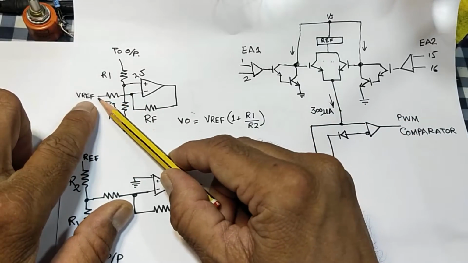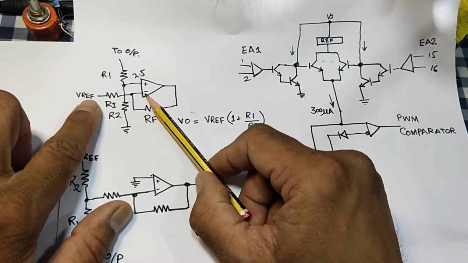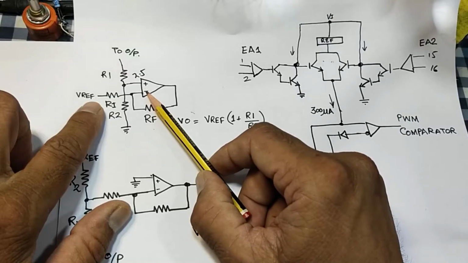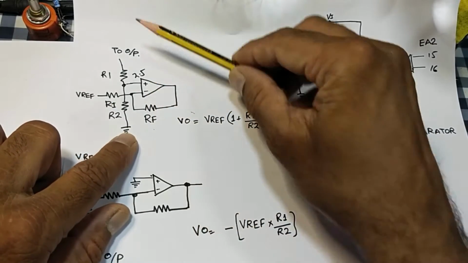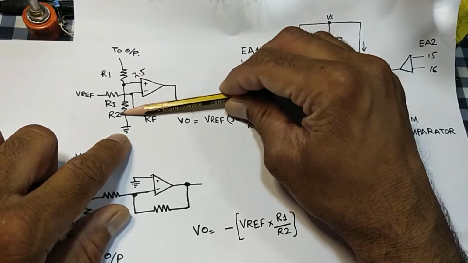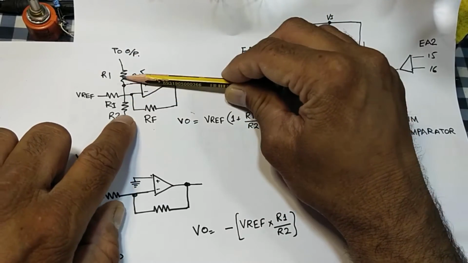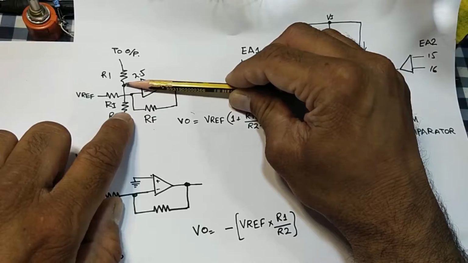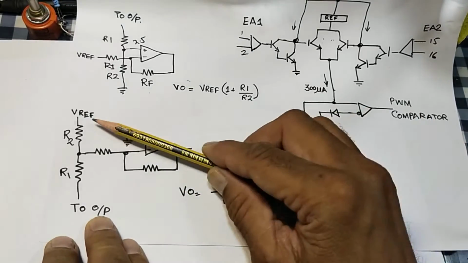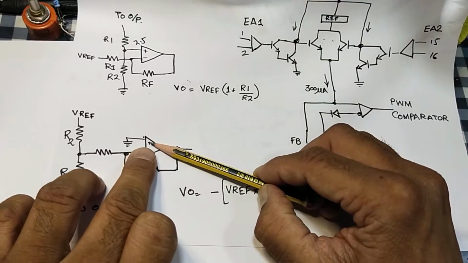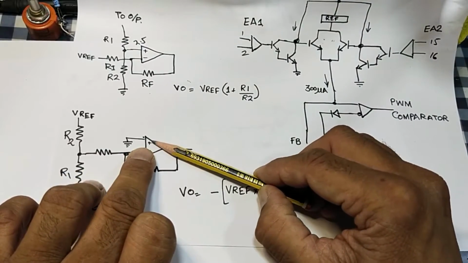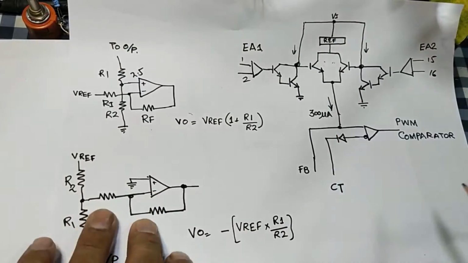For positive voltage, we apply a reference voltage at pin number 2, that is the inverting input, and at the non-inverting input we take a voltage divider network and we make a ratio between these two resistors. Also for negative output, V reference and output voltage are applied here. Pin number 1, the non-inverting input, will be grounded.